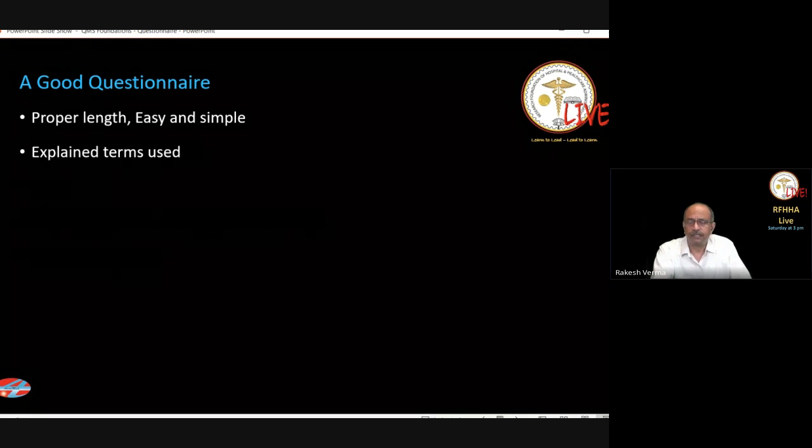Now, what are the characteristics of a good questionnaire? A good questionnaire is of a proper length. What is proper will depend on what you are trying to investigate, or what you are trying to study, or what kind of data you are collecting. The commonest one, let's say, a patient satisfaction survey.